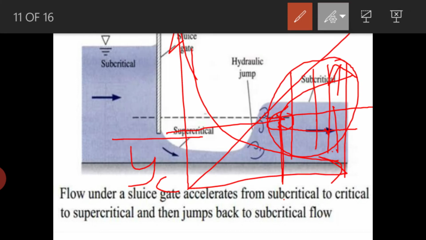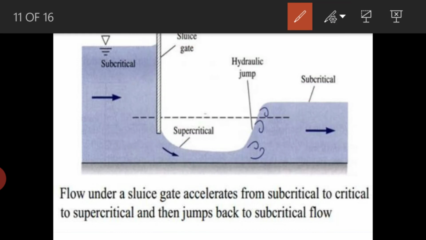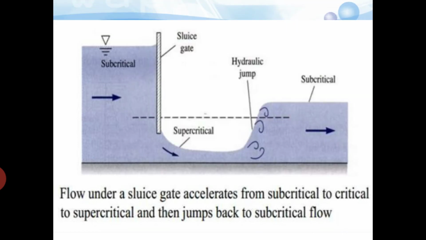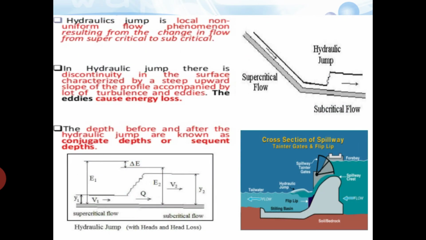Okay, so likewise, here also we will be solving the alternate depth problems, and this is one depth and this is the other depth. Okay, remember this definition and the condition where the hydraulic jump will take place. And this also represents the hydraulic jump here. A hydraulic jump is a local non-uniform flow phenomenon resulting from the change in flow from supercritical to subcritical.